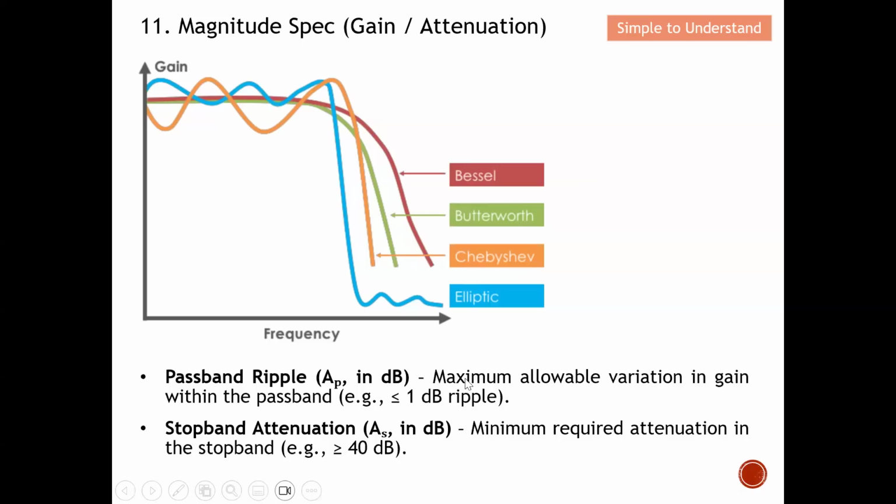Let's say 1 dB ripple. We also have the stop band attenuation, which is the minimum required attenuation in the stop band. We can't have the effect of ripple, because the ripple has a maximum and minimum value, and in some stringent cases we want to ensure that we at least guarantee some form of minimal attenuation. So these two are the values to quantify the ripple performance in both the pass band and the stop band.